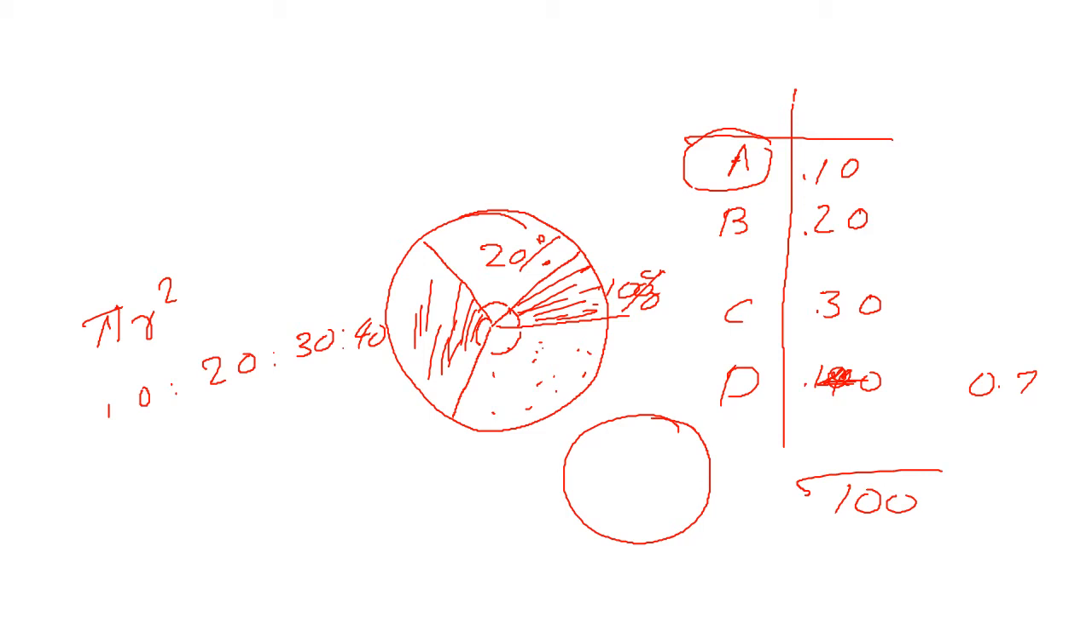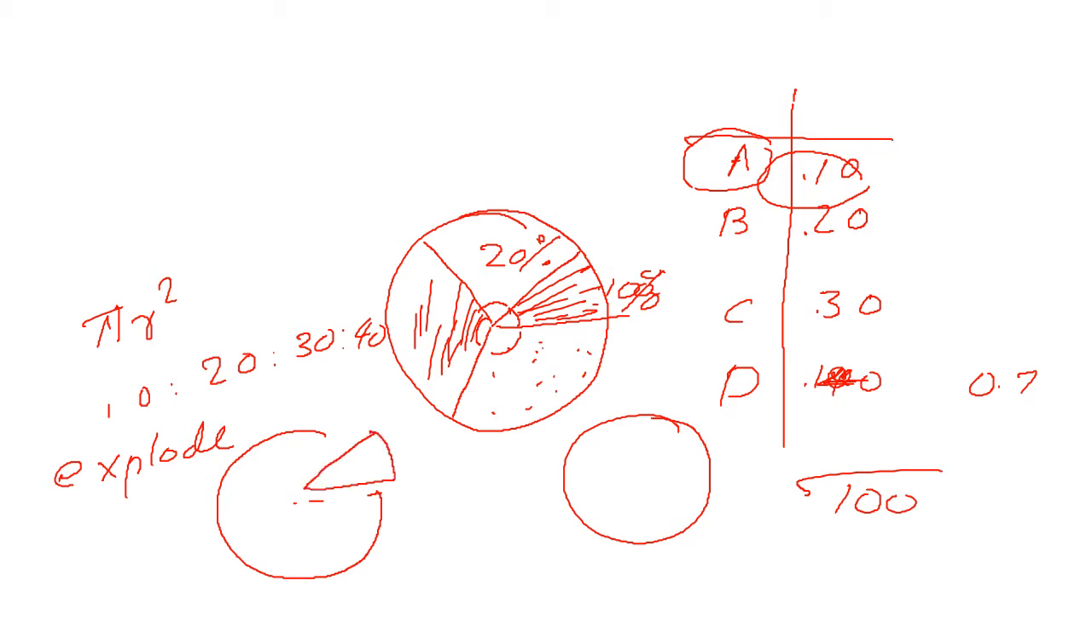Next is exploding, which is used in some cases. So how will you explode this? For instance, I wish to project the information that 10% of the students secured A grade. So for that, I can represent the information something like this. This is the 0 line, 10%. I take this part a little bit out, and this concept is called exploding.